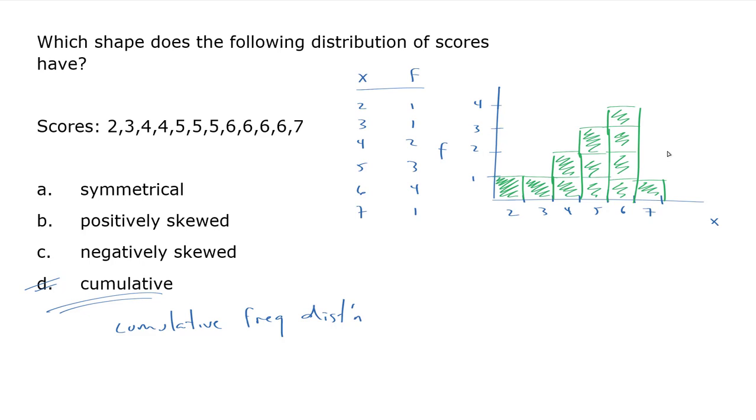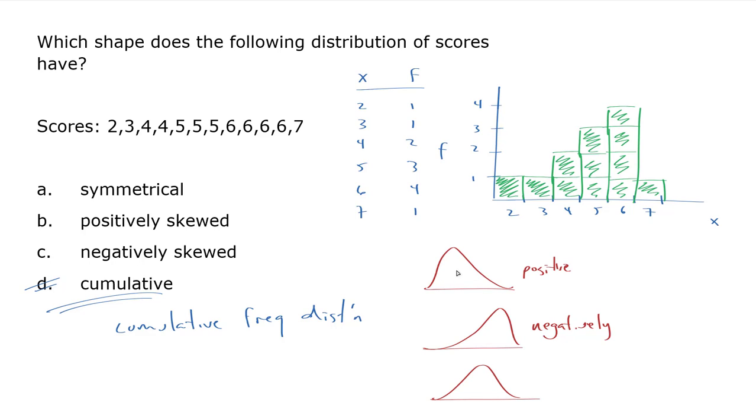Okay, so what shape do I see here? Well, our basic choices are that we can have a positively skewed distribution, or we could have a negatively skewed distribution, or we could have a symmetrical distribution. So positively skewed distributions, this is not, let me redo this one. I need to exaggerate it a little bit more so it's easy to see what's happening with it.